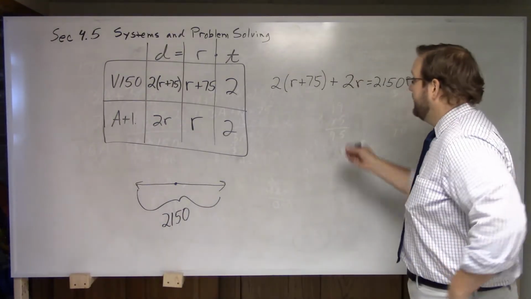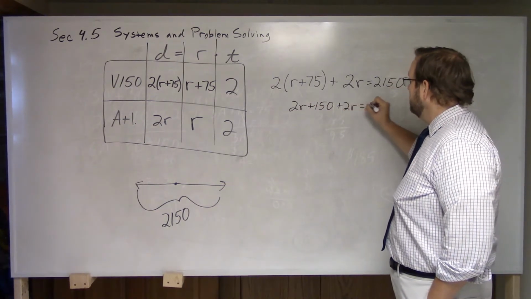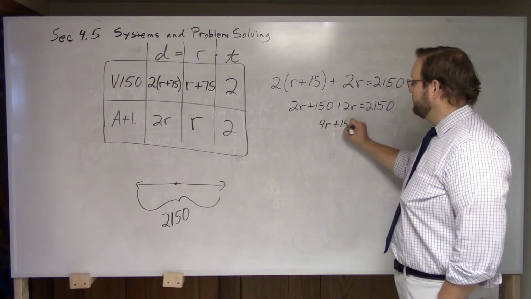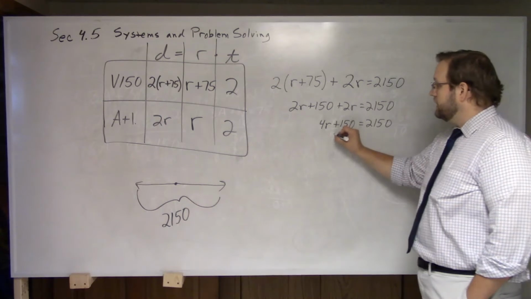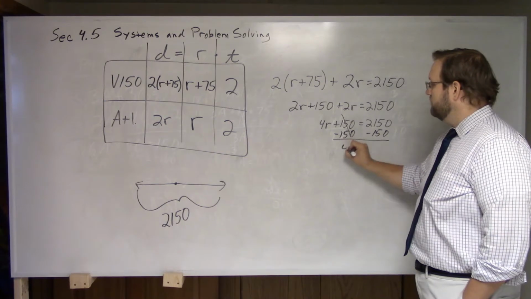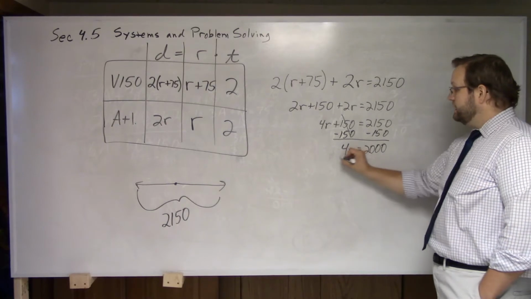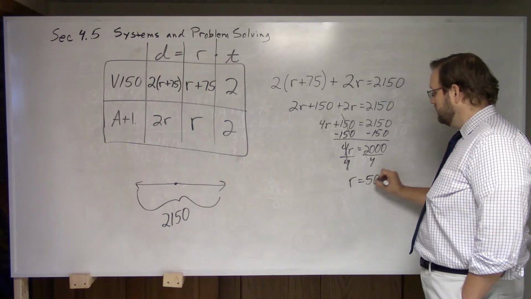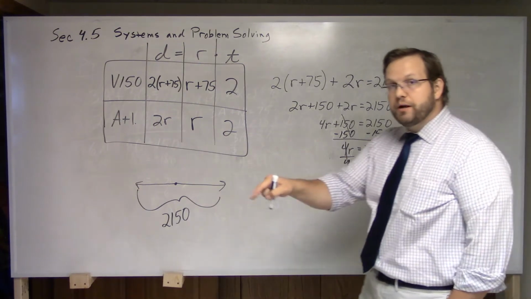Okay, so what we have is 2r plus 150 plus 2r equals 2150. That's 4r plus 150. All I did was combine like terms there. Then I subtract 150. So 4r equals 2,000. And then I divide by 4, and I have 500. Once I solve the equation, go back to the problem, make sure you answer the question.